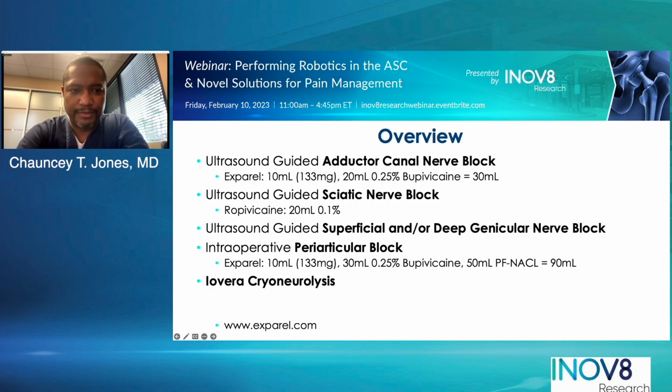So overview again, when we're doing total knees, we do adductor canal, which is the most important, along with the periarticular blocks are the most important components. Secondary to that, if you have a robust person who's got a good prehabilitative fitness, then the sciatic nerve block is a very nice addition. We are a little cautious on the sciatic nerve block if we have elderly patients or patients who have high frailty risk factors. And then from there, we move on to superficial and or deep genicular blocks.